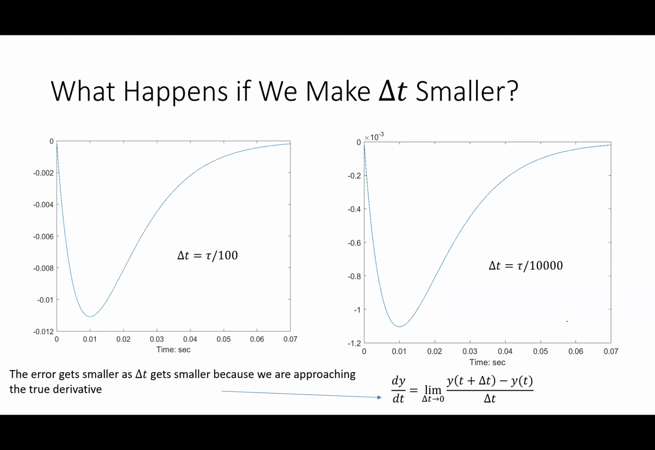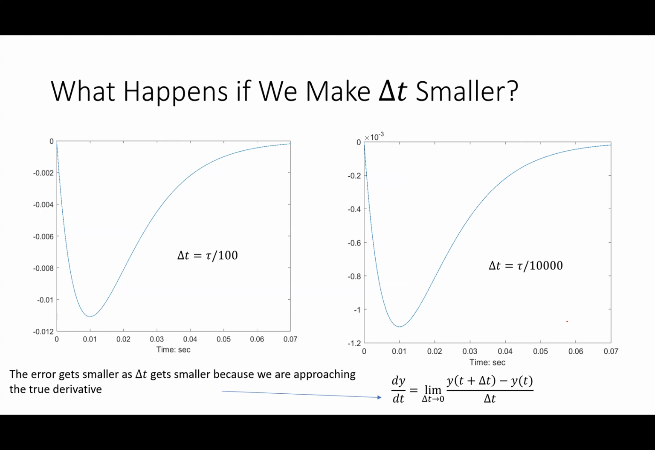All right. So if I look at this, the maximum error here was about 0.011. The maximum error here, MATLAB's deceptive. There's a 10 to the third up there. That means the maximum error is about 1.1 times 10 to the negative third. So it's an even smaller error, right? If I made it tau divided by 1,000,000, even smaller error.